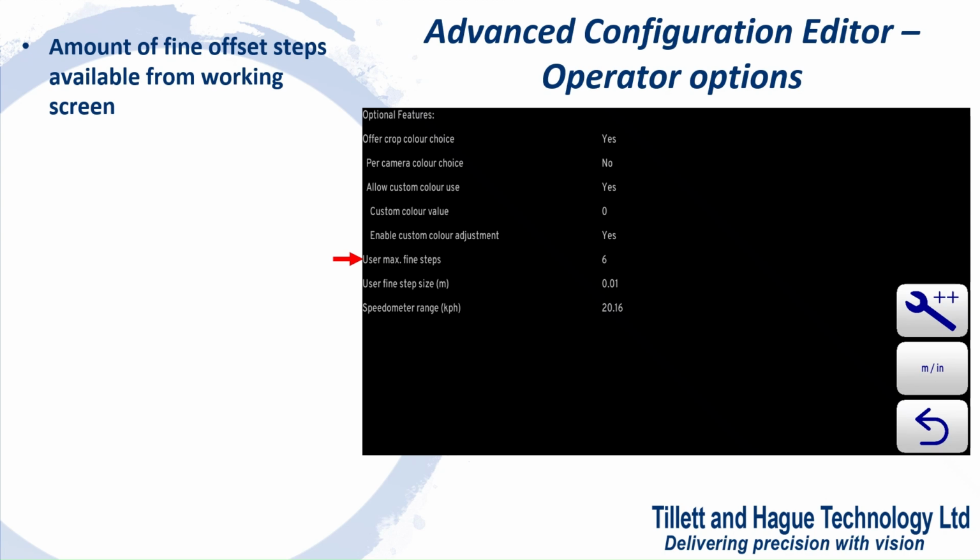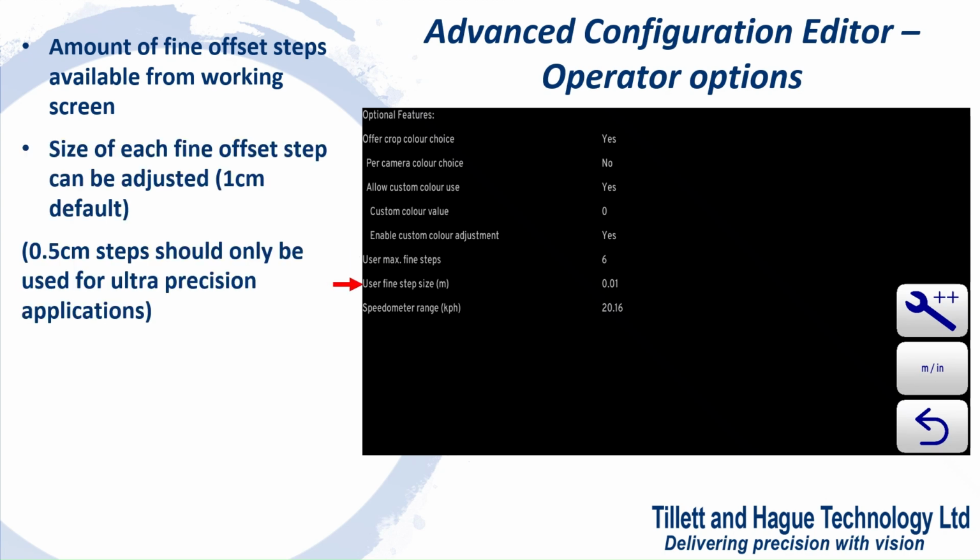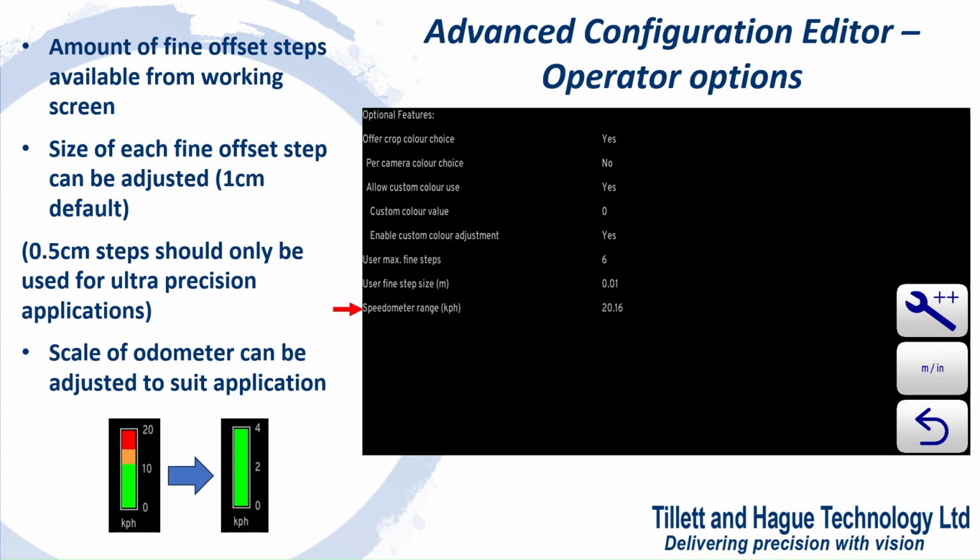The size of the fine offset steps is also configurable from the default of 1 cm per step of fine offset. This should only be adjusted for ultra-precise applications such as baby leaf salads. The speedometer scale can also be adjusted to cater for the expected operation speeds of the implement, as a 0 to 20 km/h scale may not be suitable for all applications. Entering a value into here will set the top of the scale.